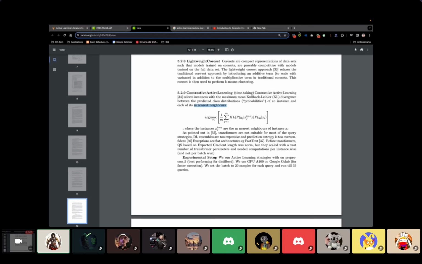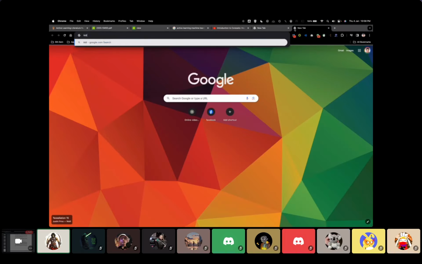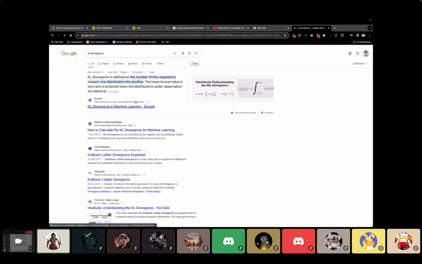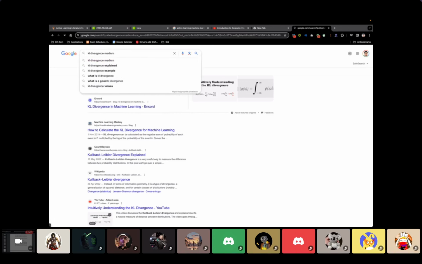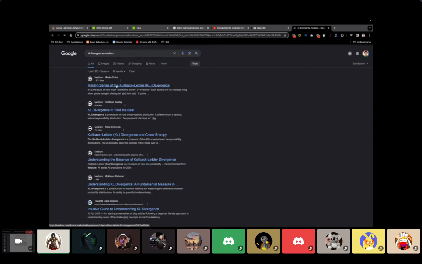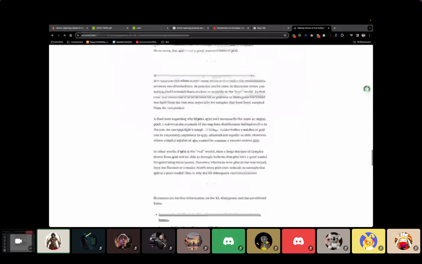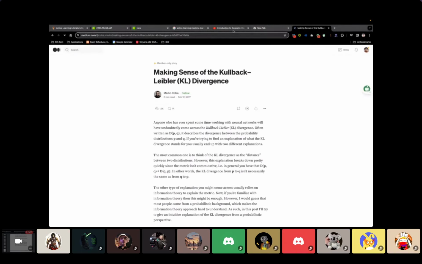So yeah, maybe you can Google KL divergence. It is a very useful method. It's very simple to understand, and there are lots of posts on it. This is a very good post, making sense of the KL divergence, and you can read about this. This will explain what the KL divergence is.